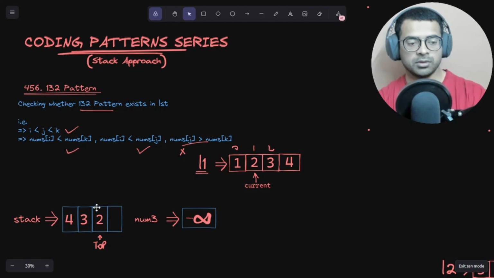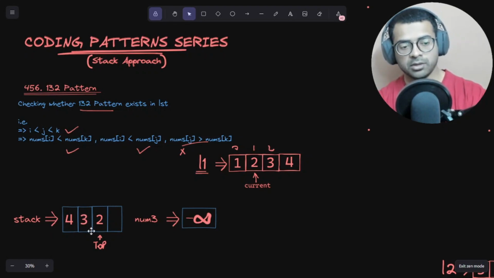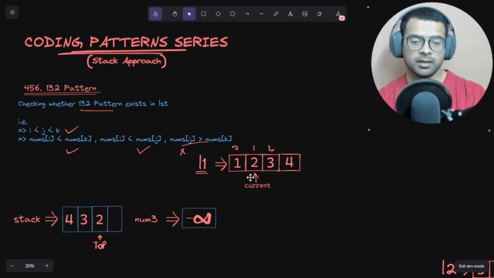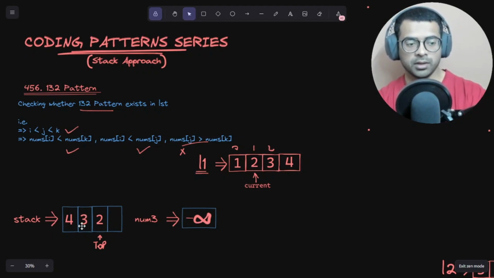And this top position now is pointing towards this 2. Let's suppose if there was 1, so what would have happened, we would have simply popped that value from our stack and replaced it with num3. Okay, and then we would have proceeded with appending the current value in our stack and then move forward. But let's focus here at the moment.